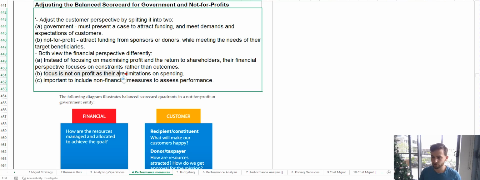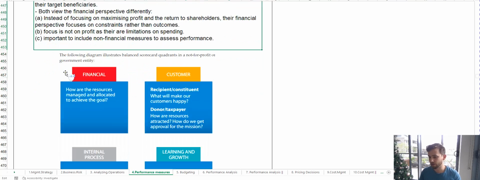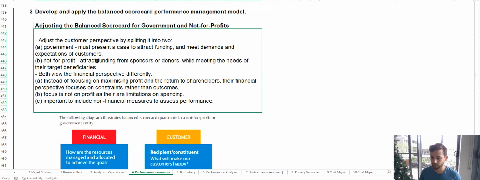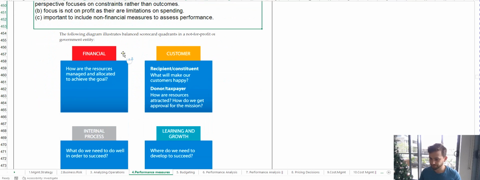B, focuses not on profits as there are limitations in spending. So it's more about outcomes rather than margins or profit growth or revenue growth. It's just outcomes within the constraints. And then C, it's important to include non-financial measures to assess performance. Again, because you're coming back and focusing on outcomes. If you're a charity, what have you achieved with that money? How many children have you fed and so forth.